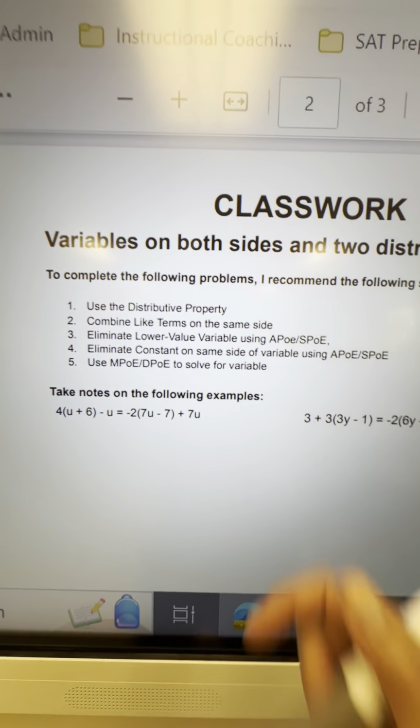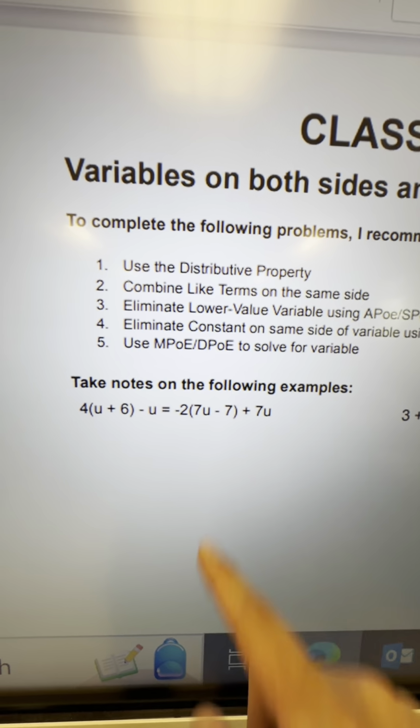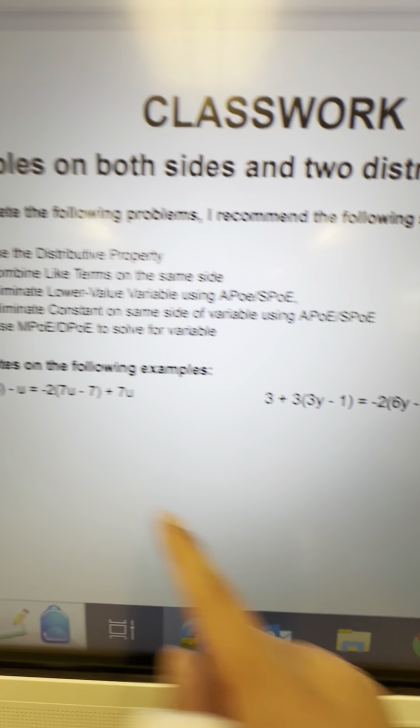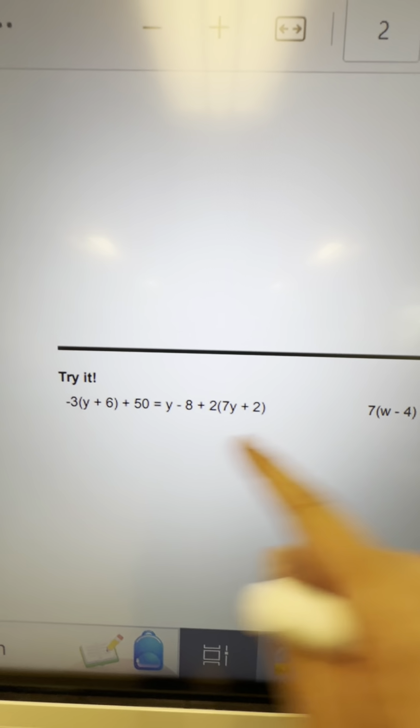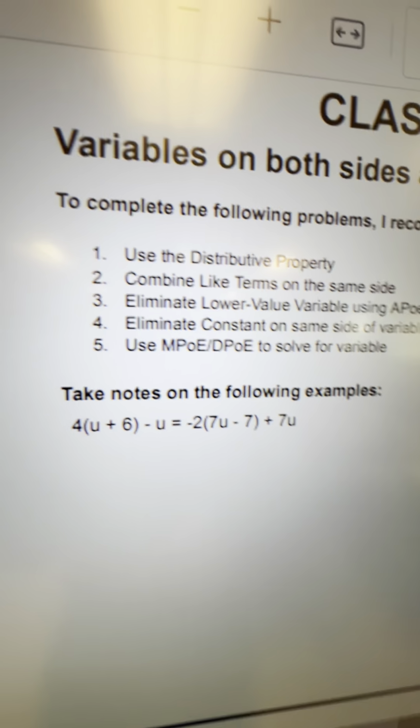Now in this next section, I wrote out 5 steps that I recommend you use when you're solving a multi-step equation like this or this one. So I'm going to walk you through both of these examples, and then you're going to try these 2 as well. I'm going to walk you through each of these steps so you can see how to apply it to a problem like this.